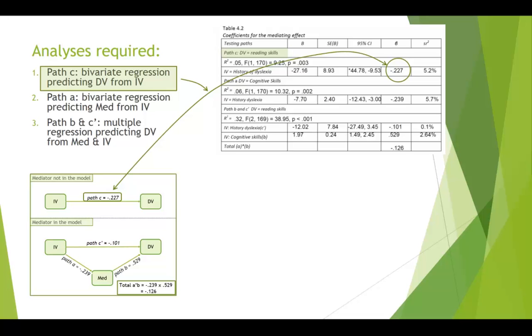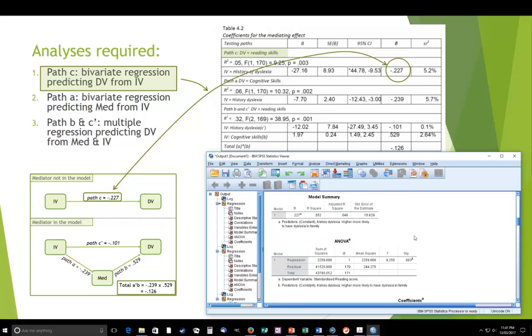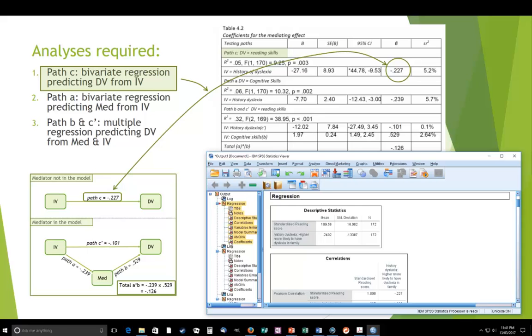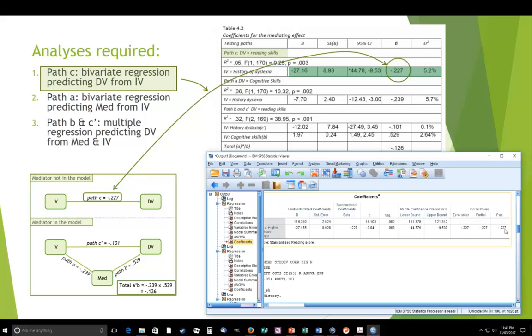So that analysis, I'll just go get the SPSS output. Okay, so here's the SPSS output that we just produced. And you can see here that if I look at the first analysis that we ran up here, if I look at the coefficients table in that analysis, there's our minus 0.227, and here are the other numbers, minus 27.16, standard error, confidence intervals, and if I scroll out, there's my semi-partial, which I can square and get that 5.2%. So these numbers all come from here.